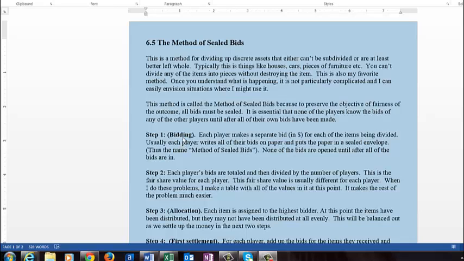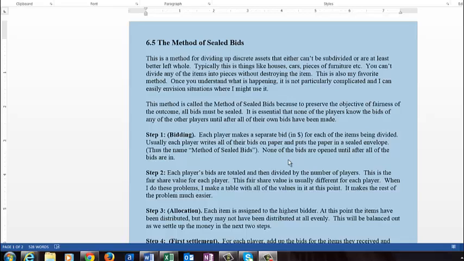Step 1, the bidding. Each player makes a separate bid in dollars for each of the items being divided. Usually, each player writes all of their bids on a piece of paper and puts the paper in a sealed envelope, thus the name method of sealed bids. None of the bids are opened until after all of the bids are in.